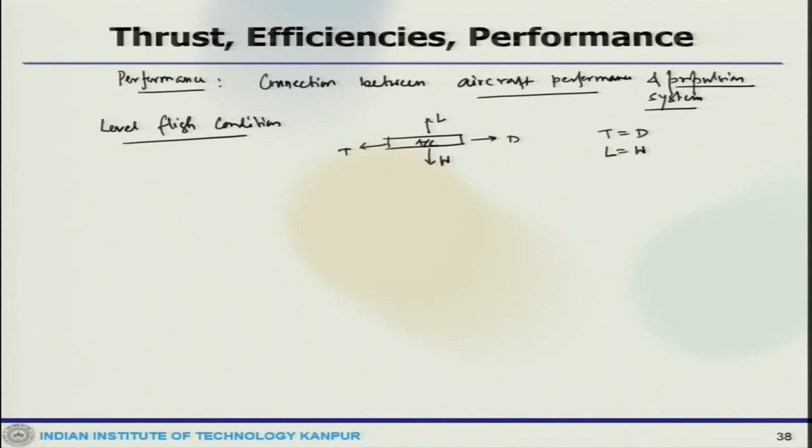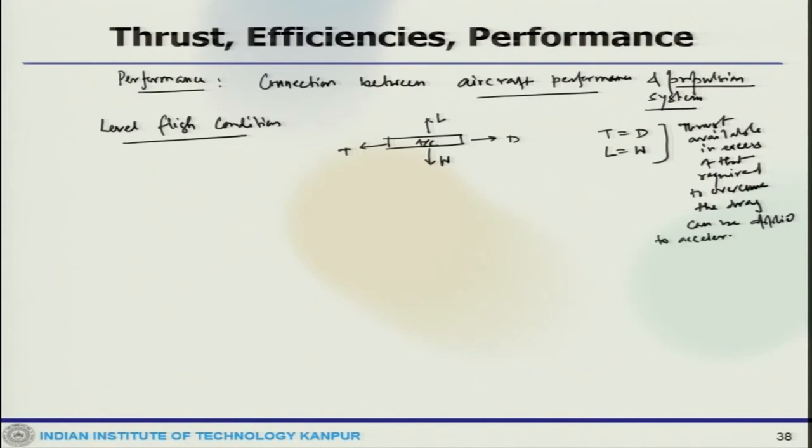So when we talk about this level flight, the thrust which is available in excess of that required to overcome the drag can be applied to accelerate the vehicle, that means increasing the kinetic energy, or to cause the vehicle to climb up, that is increasing the potential energy.